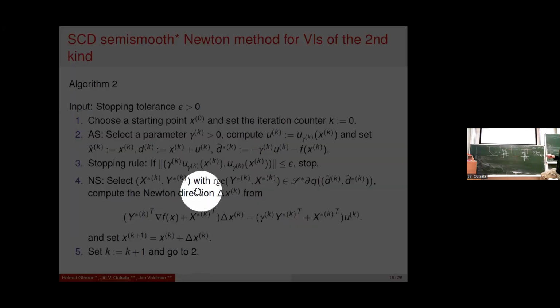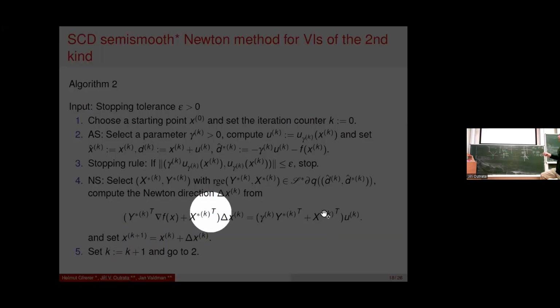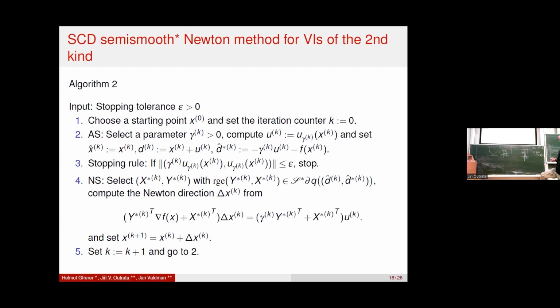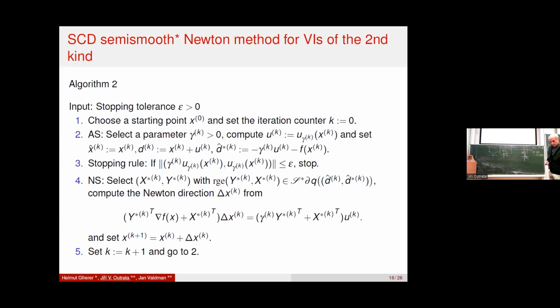And now, on the basis of this matrix B, it is not difficult to compute these matrices X star, Y star, which we need in order to construct this linear system, which is a square linear system with a regular, non-singular matrix. We have to solve it, and then we get the Newton direction delta x_k and proceed further. So this is now an implementable algorithm, but nevertheless, this implementation requires some additional work. And what else?